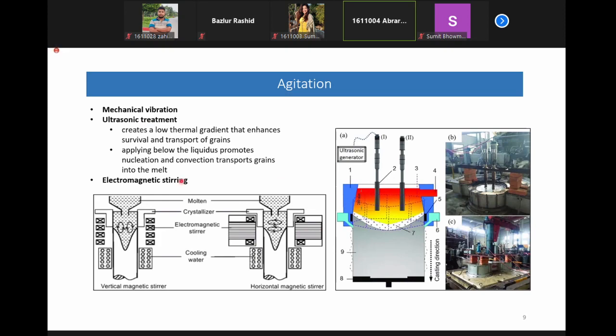In electromagnetic stirring, magnets basically can be used to induce convection currents within liquid metals and thereby promote grain separation and further equiaxed grain formation. And this is basically a schematic of how ultrasonic generators are applied in practice.